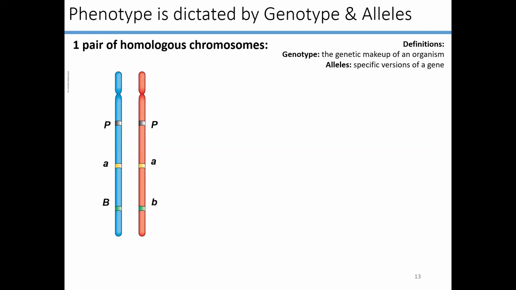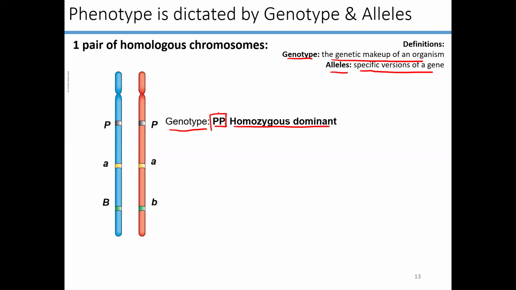All right, so phenotype. Whenever it comes to phenotypes and genotypes, genotype, remember, is the genetic makeup of an organism, and an allele is going to be a different or alternate version of whatever we're looking at. So in this case, we're going to look at one pair of homologous chromosomes, and we're going to see what the genotypes could possibly be. Looking at this over here, this is going to be our homozygous dominant genotype, because we have PP.